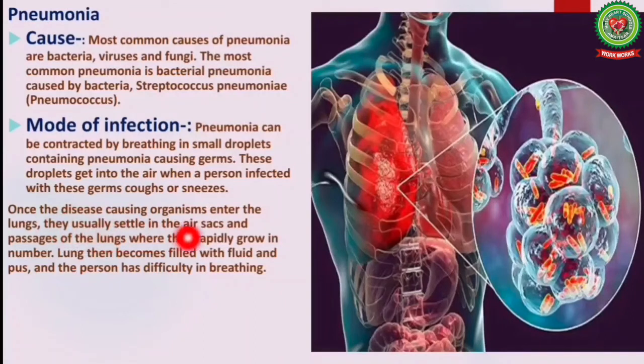Once the disease-causing organisms enter the lungs, they usually settle in the air sacs, those are alveoli, and passages of the lungs, where they rapidly grow in number. Lungs then become filled with fluid and pus, and the person has difficulty in breathing. This image clearly indicates how the pus gets deposited in the tract of the lungs and alveoli.